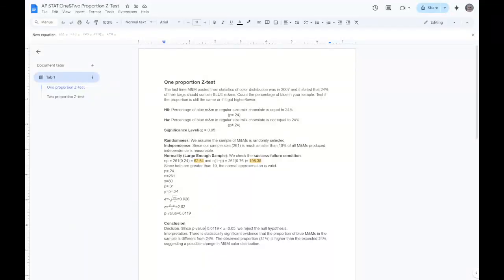The observed proportion, which is 31%, is higher than the expected 24%, suggesting a possible change in M&M color distribution. And that's it for my one proportion z-test.